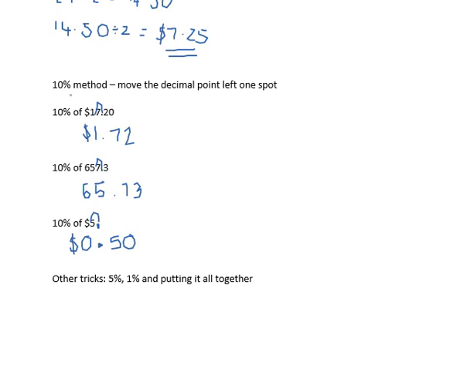So the 10% method is moving the decimal point one spot to the left. Some other little tricks I'll show you in the next video is to find 5%, to find 1%, and then putting all of these little tricks together when you're asked to find a percentage that isn't exactly 50%, 25%, or 10%. How you use all these tricks together to find other percentages.